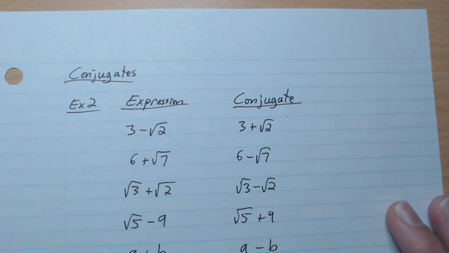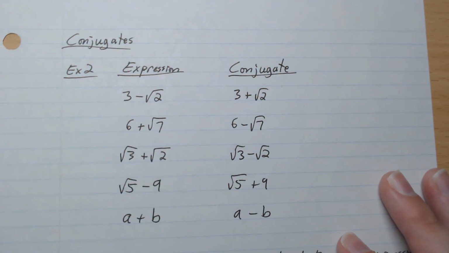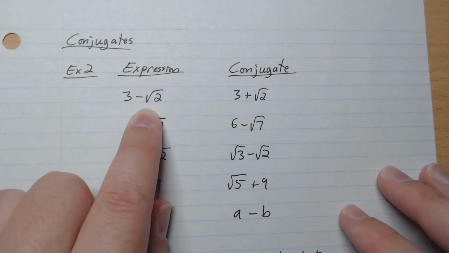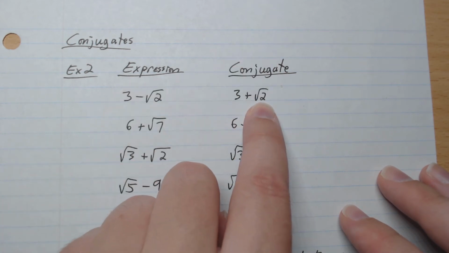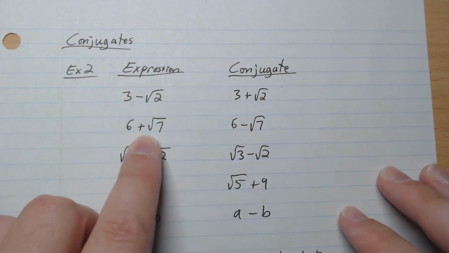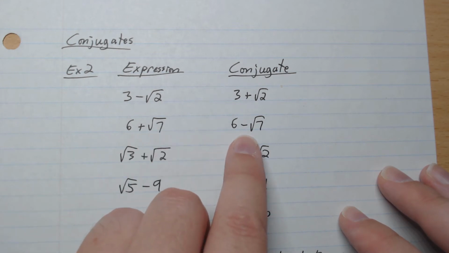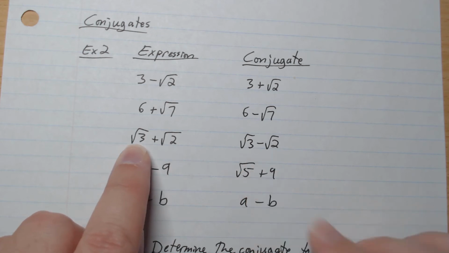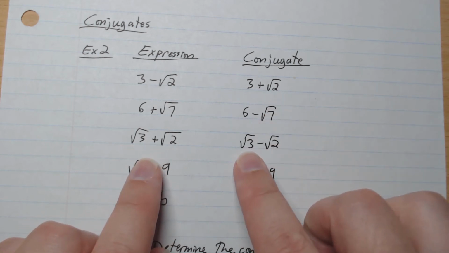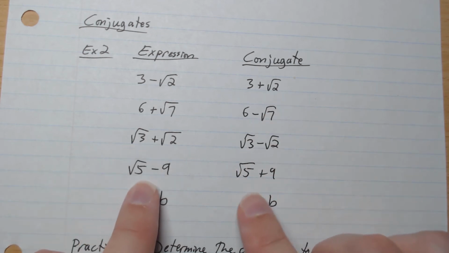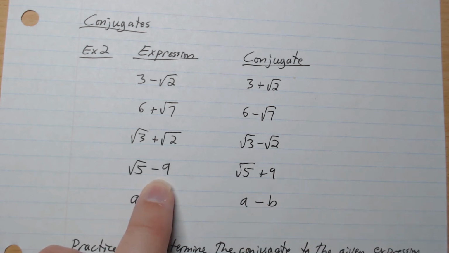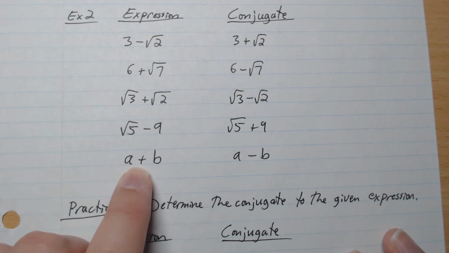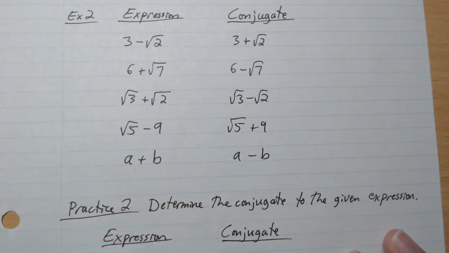Okay, let's look at another thing that's very common that we're going to use. It's called conjugates. It's very easy. Here we have an expression 3 minus root 2. The conjugate is 3 plus root 2. 6 plus root 7, conjugate is 6 minus root 7, right? You see this difference here like that? Root 3 plus root 2, the conjugate is root 3 minus root 2. Root 5 minus 9, conjugate is root 5 plus 9. A plus B, conjugate A minus B.